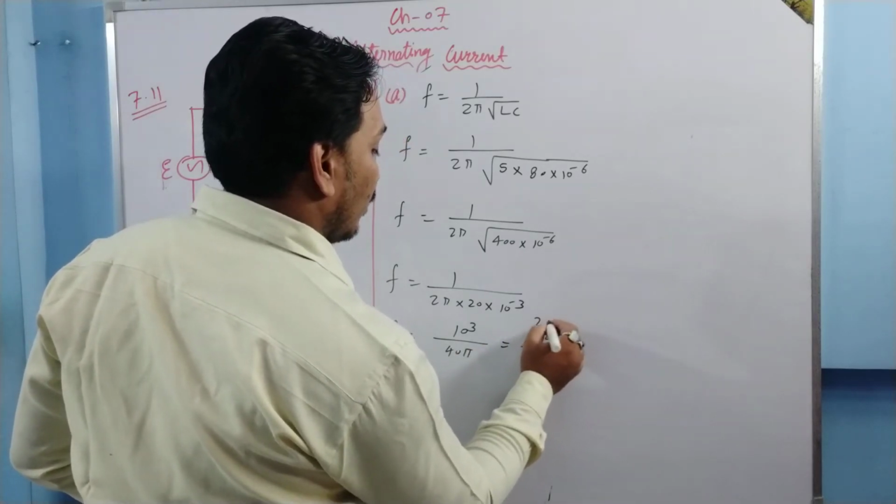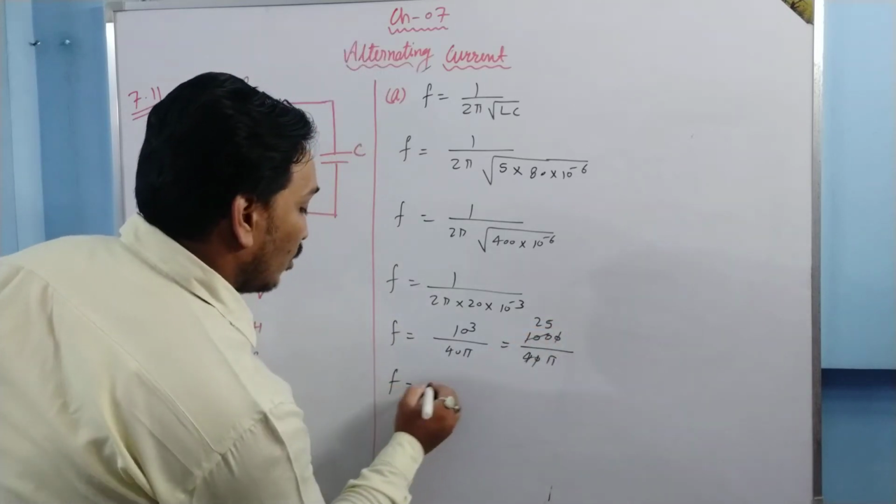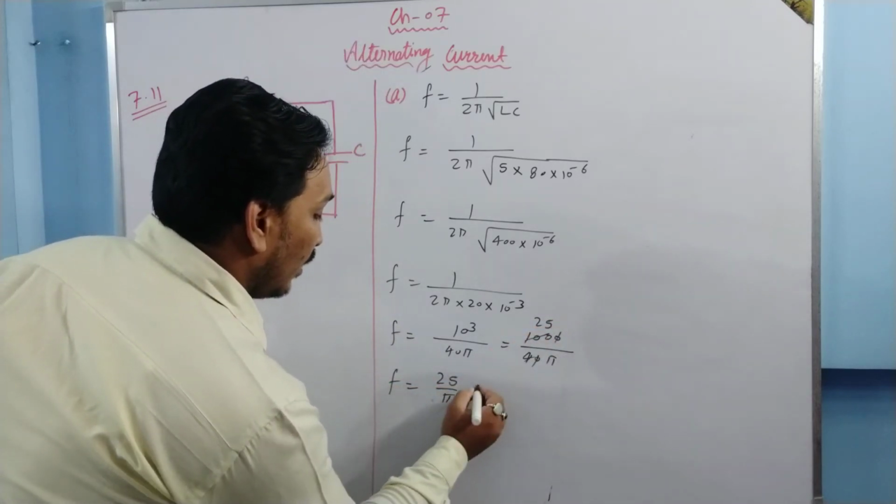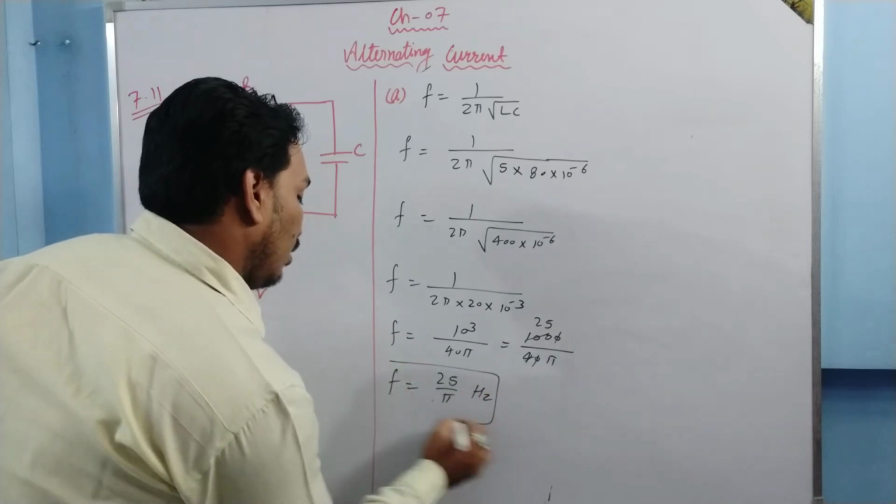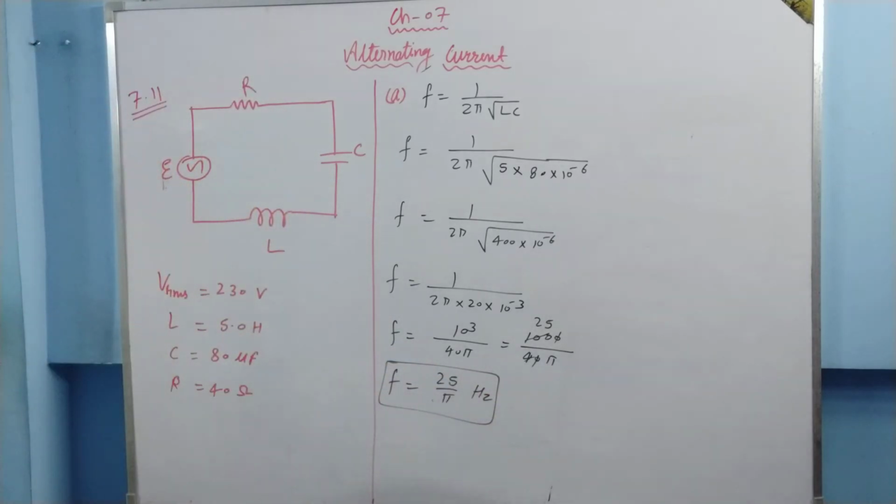4 will cut this one 25 times. So F comes out to be 25 upon pi hertz. If you feel like, you can put the value of pi and solve it also. Okay, so this is the answer of the first part.